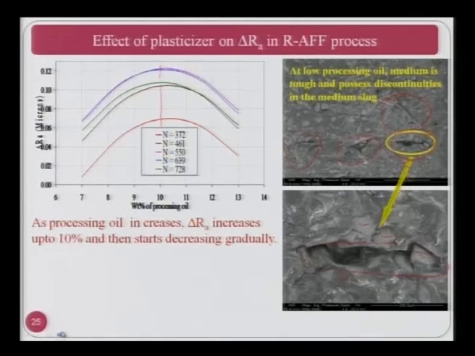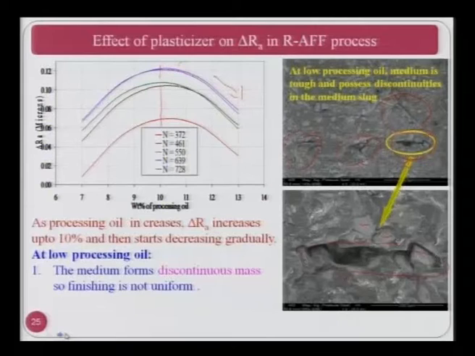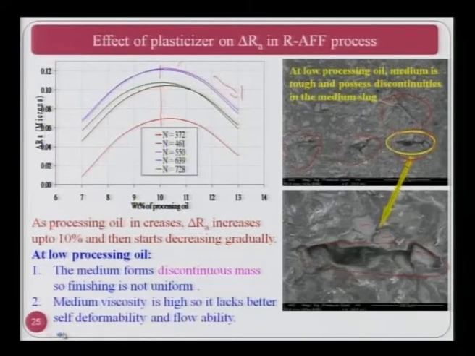As processing oil increases, delta Ra increases up to 10% and then starts decreasing, as I have already explained. Beyond 10% it starts decreasing. At low processing oil, the medium forms a discontinuous mass as shown on the right hand side. So, finishing is not uniform. Medium viscosity is high, so it lacks better self deformability and flowability.